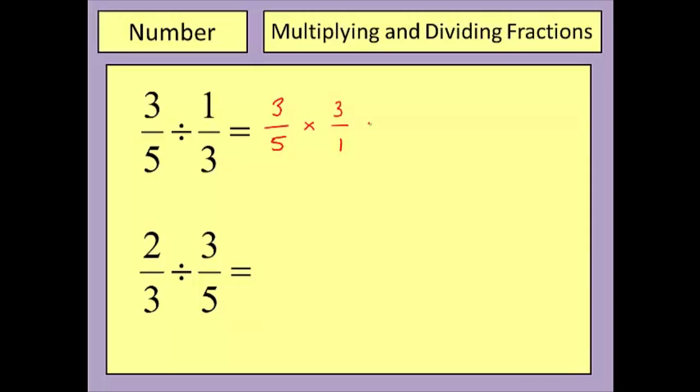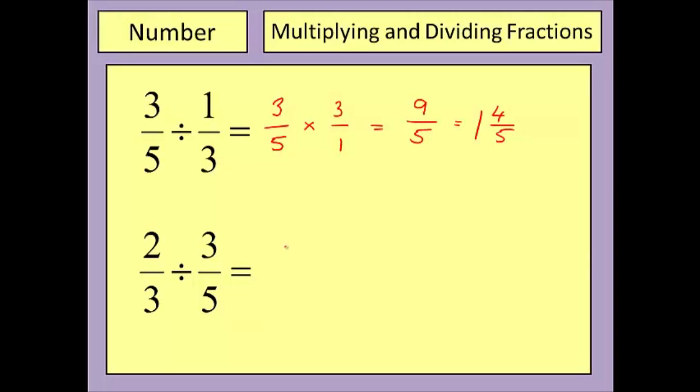Once I've done this, I can multiply the two together, and these two sums are the same as each other. So multiplying these together, I'm going to get 9/5. Now I can simplify my final answer here. 5 goes into 9 exactly once, with 4 left over, as a final answer.